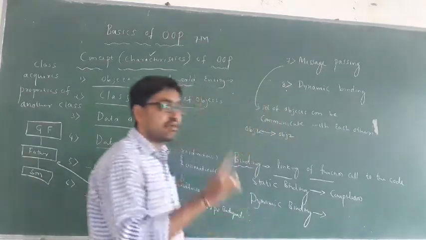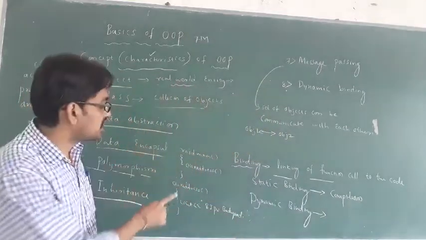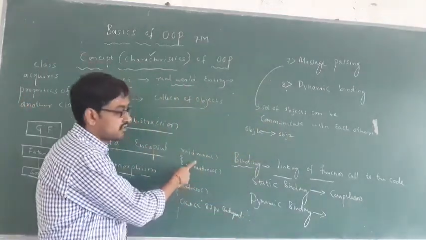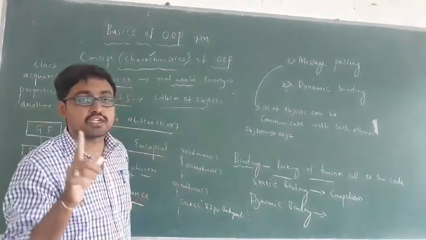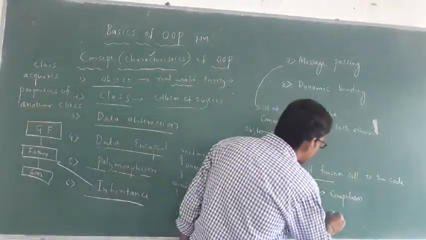Dynamic binding: one function calls another function during runtime.